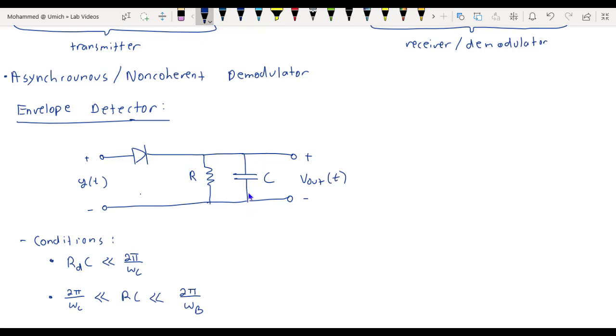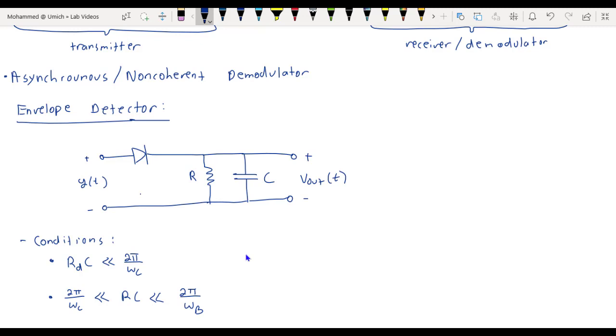The second is that the envelope changes much more slowly than the carrier itself. This is definitely satisfied, since if we're transmitting an audio signal, which can be considered to be band limited at 5 kilohertz, in commercial AM radio the carrier frequency is in the AM radio band, which is between 530 kilohertz and 1610 kilohertz. So definitely the carrier frequency is much greater than the maximum frequency of the envelope signal.